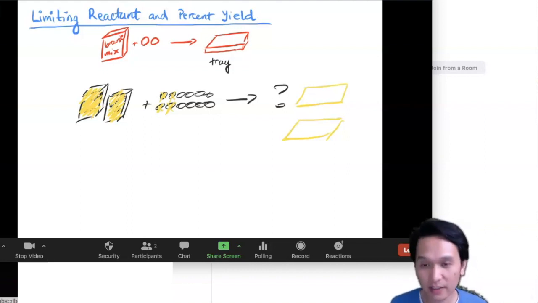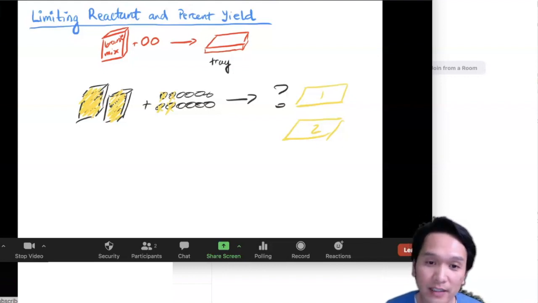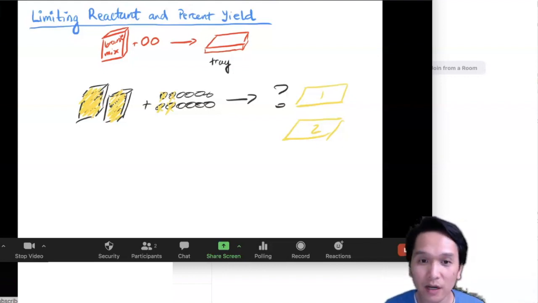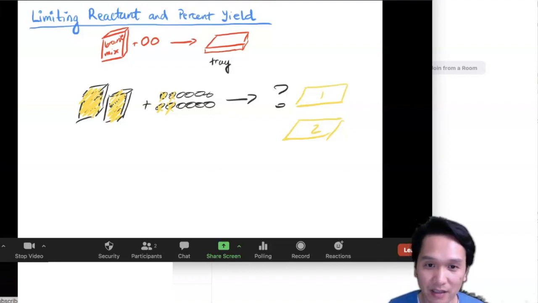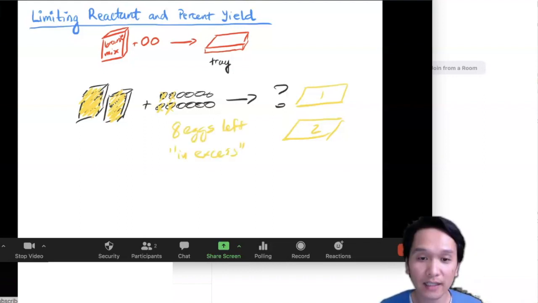So from here, we can answer some questions. First question is, how many trays of brownies can we make at maximum? In this case, the answer is 2, right? Another question we can ask is, what is the reagent in excess and how much of it is in excess? Well, we can see that the eggs are in excess, and there are 12 eggs in the beginning, and we used 4, so 12 minus 4 is 8. 8 eggs are left in excess. So we kind of did that on an intuitive level.